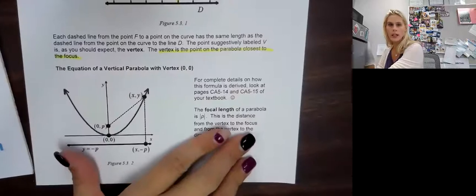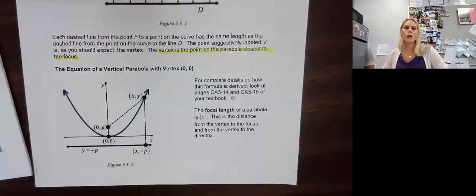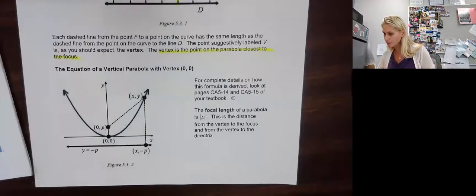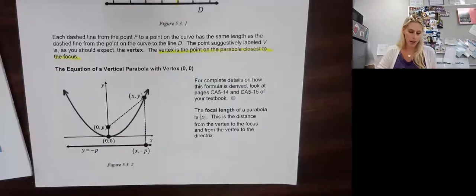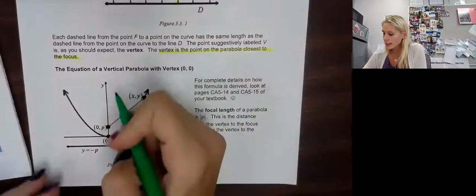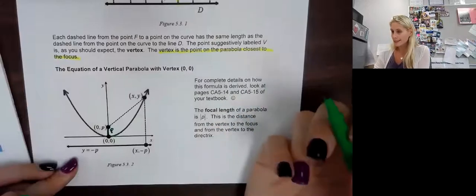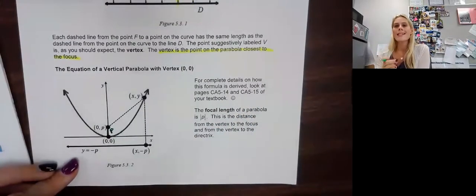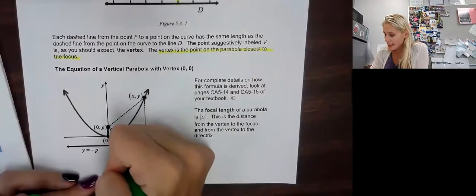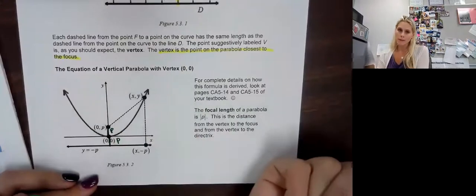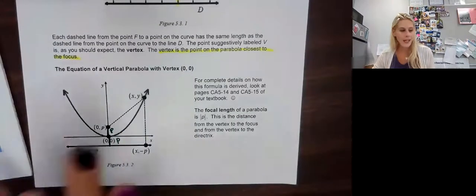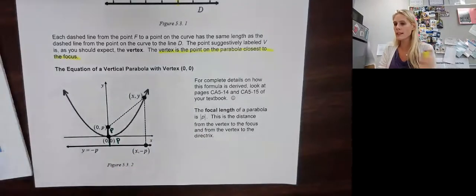All right, so let's just look at how this looks. So the equation of a vertical parabola with vertex 0, 0. The focal length of a parabola is the absolute value of p. That is the distance from the vertex to the focus and from the vertex to the directrix. Okay, what does that mean? The focus is p away, absolute value of p. This would be your focus. Now, because the directrix is the same distance away from the curve as the curve is from the focus, that also means that this length right here is p. Okay? So that's the idea of the setup there. Let's go on to the next page.